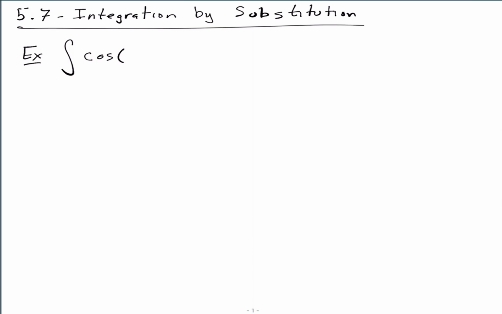let's say I have something like this. So notice that in our table that we came up with for antiderivatives, we have the antiderivative of cosine of x, right? What is the antiderivative of cosine of x? It's just sine of x, right? Okay. But what about cosine of x plus 4?